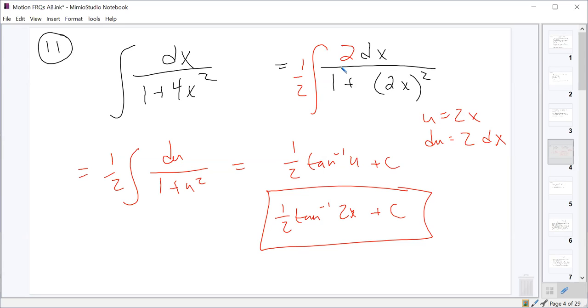So when I was starting out, I was trying to factor out a number. You would factor out a number if this was like 4 plus x squared. You'd factor out the 4. But since it's 1 plus some function squared, we'll do the u substitution.